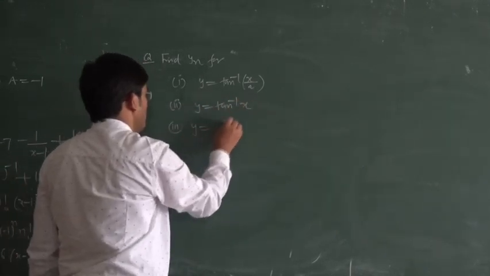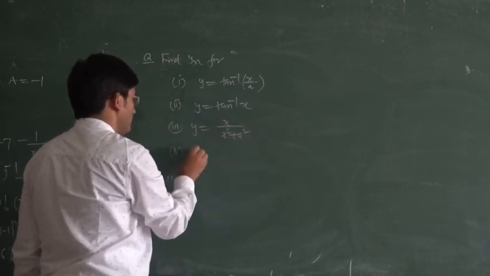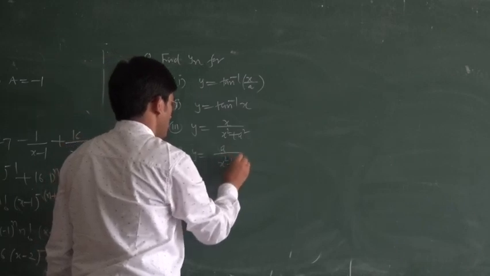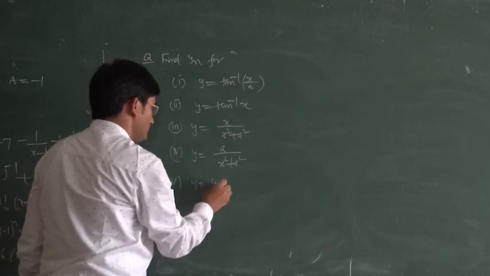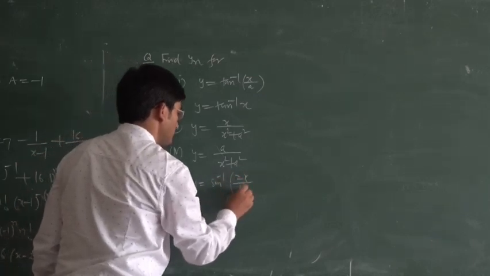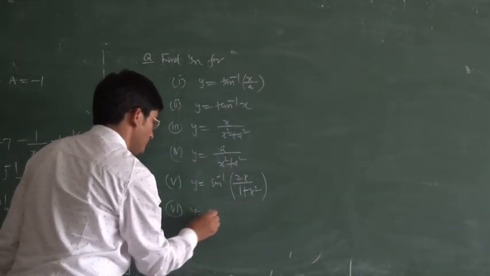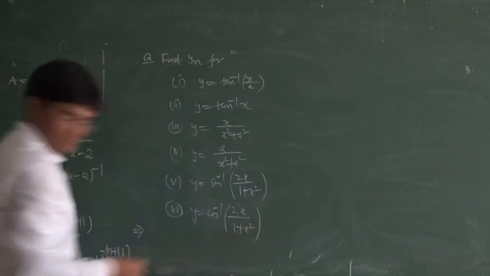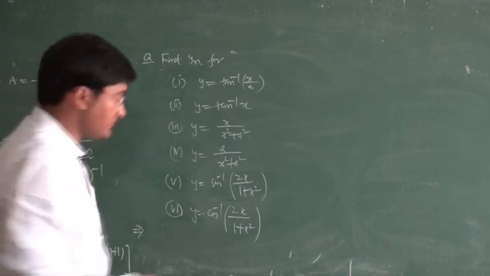For the third part, we have x upon x square plus a square. For the fourth part, we have a upon x square plus a square. For the fifth part, we have y equal to sin inverse 2x upon 1 plus x square. For the sixth part, we have y equal to cos inverse 2x upon 1 plus x square. Then we have tan inverse x.